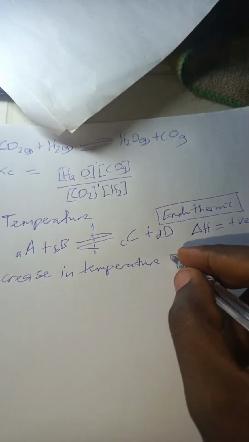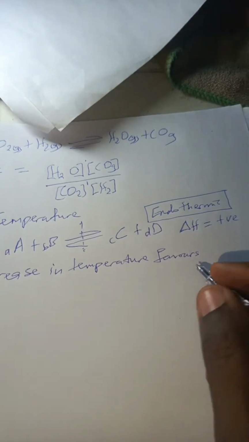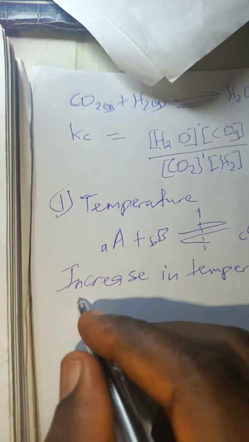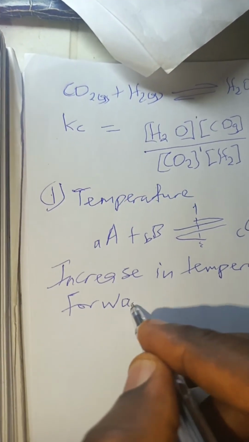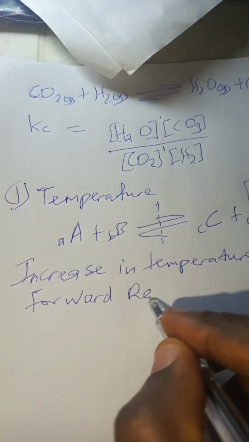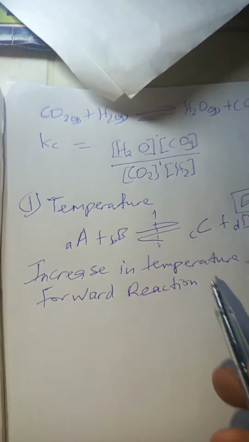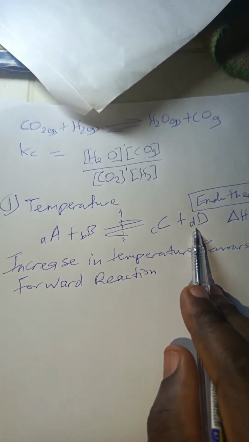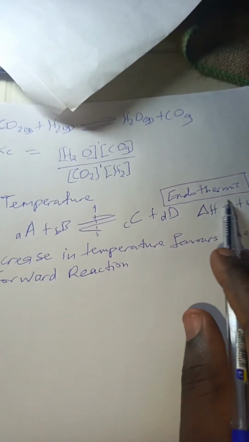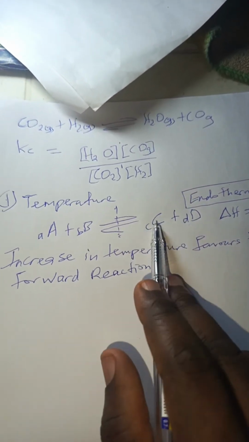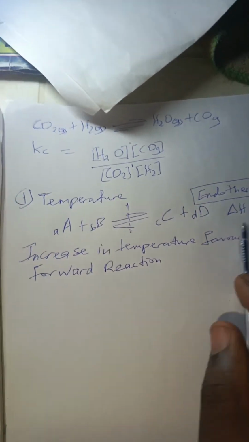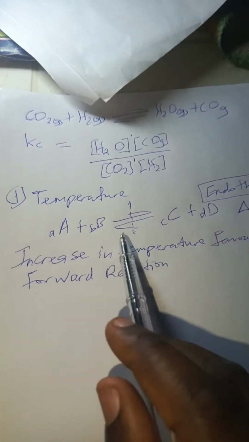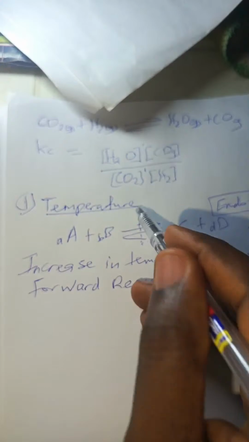Or we say increase in temperature favors the forward reaction. That's what increase in temperature does. It means it favors more production of this, more production of this, when it is endothermic. Let's put that in our mind. But if it is not endothermic, the reverse will be the case. Now that's for temperature.